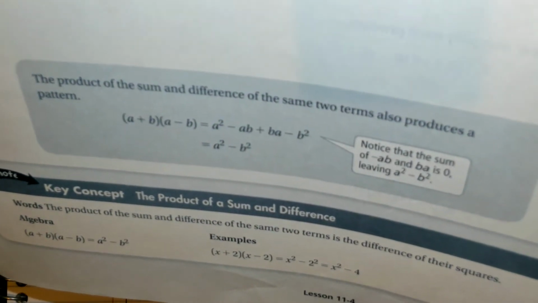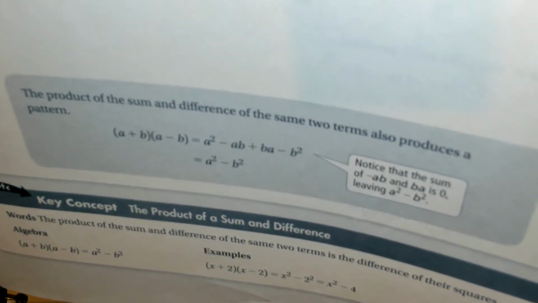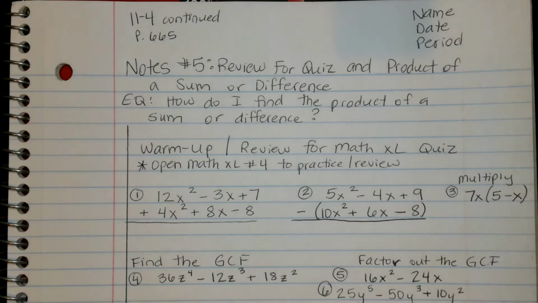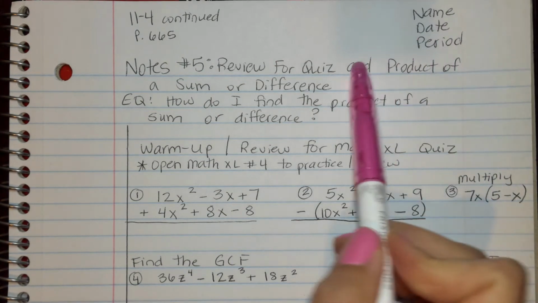So there's the key concept, which you'll be copying later, and the explanation is right there. Feel free to look in the book and try those examples if you want a little bit of extra practice. Make sure you've always got name, date, period. You've got everything set up.